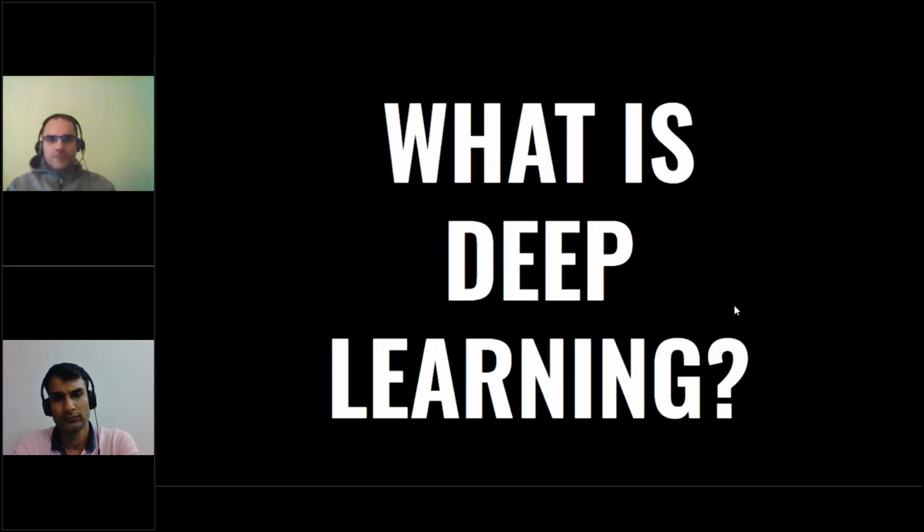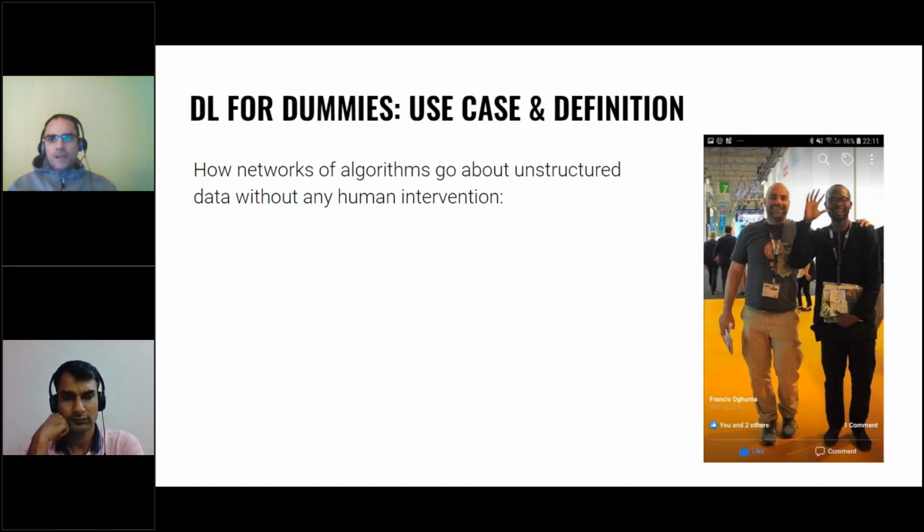Let's take a look at what deep learning is, and let's again start with a very practical use case. This is a picture that a friend of mine took of me and a friend during a fair, and Facebook instantly recognized who these people are in the picture.